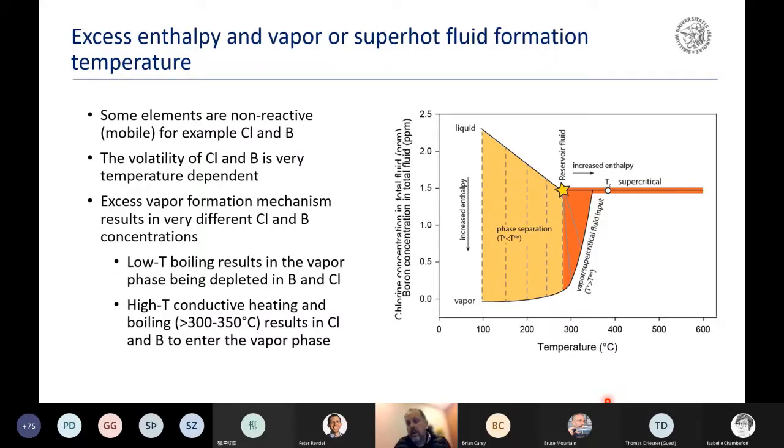For boron, we have more or less the same behavior. If we have low temperature boiling followed by phase separation, the vapor phase will be depleted in boron, whereas if we have conductive heat induced boiling to superheated to supercritical conditions, the boron will eventually just go all into this vapor or supercritical phase. And the turnaround temperature is somewhere between 350 and 450 degrees, somewhere there.